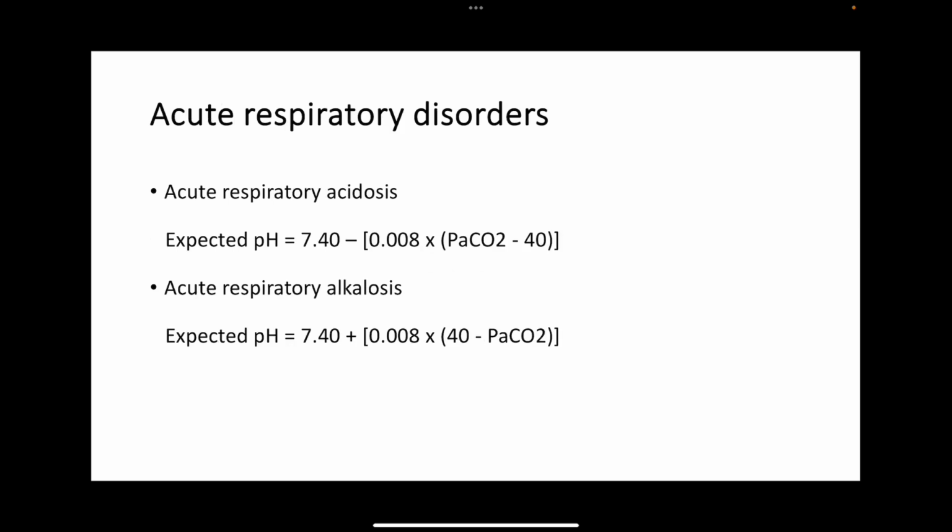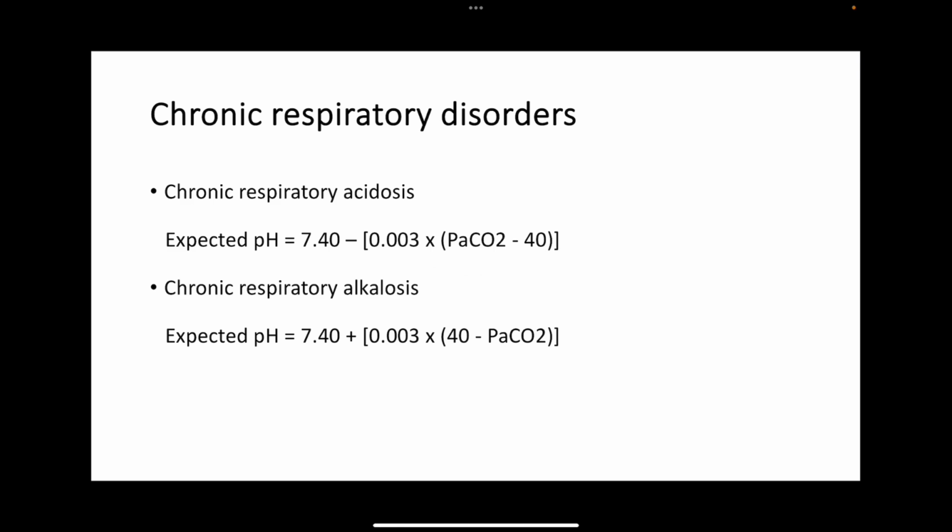In acute respiratory disorders, we can calculate the expected pH from the available values of PaCO2 in acute respiratory acidosis as well as acute respiratory alkalosis using these formulae. Similarly, in chronic respiratory disorders, that is acidosis and alkalosis, with the knowledge of the PaCO2 levels, we can calculate the expected pH. And thus, when we calculate the expected pH and the expected compensation, we can understand whether it is a primary disorder or there is a mixed disorder.